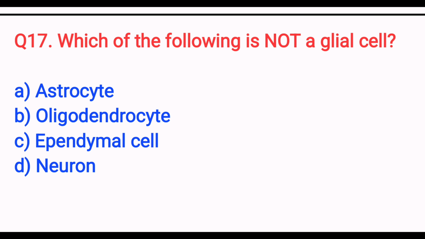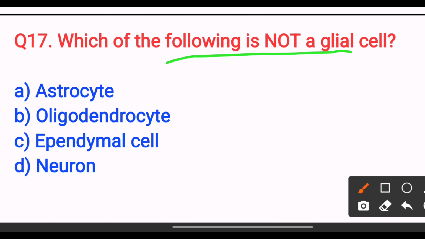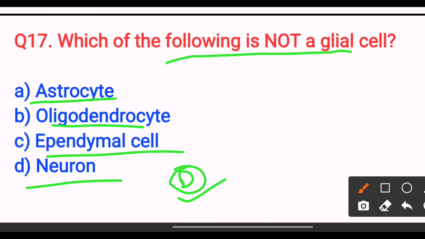Next, which of the following is not a glial cell? Option A, astrocyte. Option B, oligodendrocyte. Option C, ependymal cell. Option D, neuron. The answer is option D, neuron. Glial cells support and protect the neurons but are not the neurons themselves.